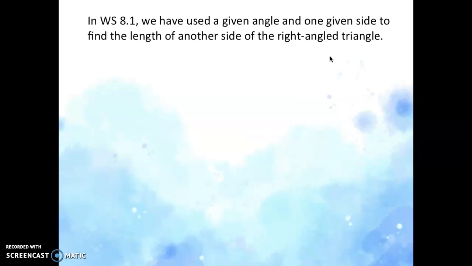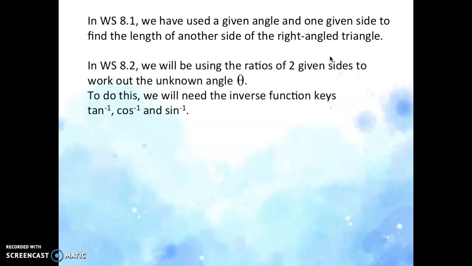So in 8.1, we encountered questions where we were given an angle and also a side and asked to find the length of the other side of the right-angled triangle. In this worksheet 8.2, we'll be looking at two given sides to work out what the unknown angle theta is. Do take note, theta is just a way to represent the unknown angle. It can be represented by X, A, or any other symbol.